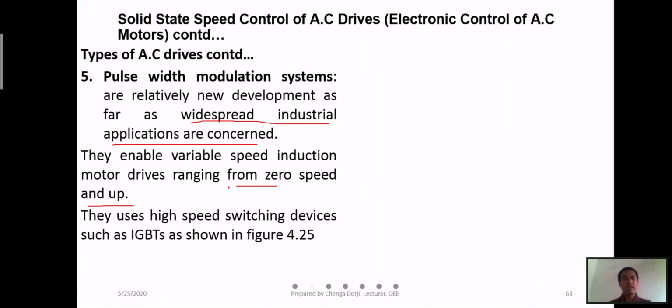Now, why are they widely used in industrial applications? This PWM type of system for AC speed control is widely known in the market because of high speed switching devices such as IGBTs. So that is why it is well known in the market.